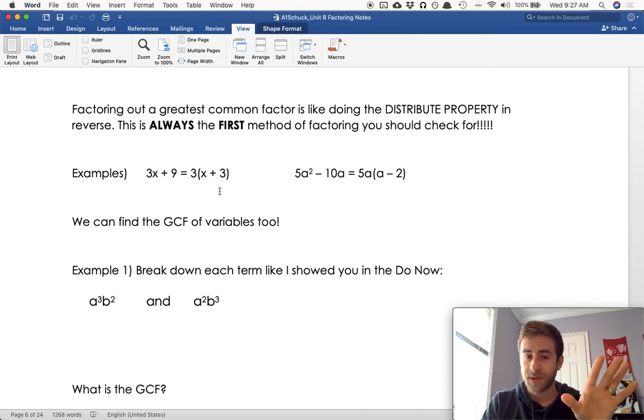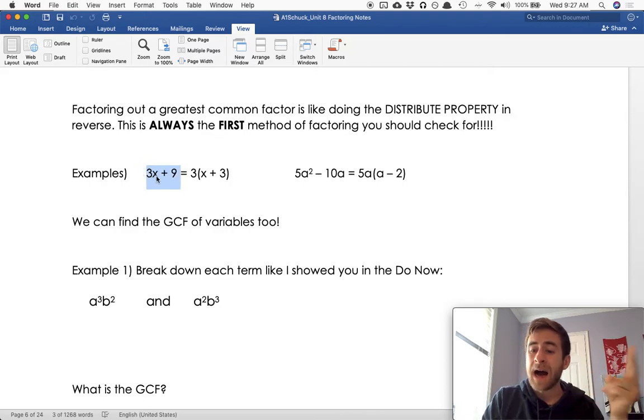Here are two examples. I'm not going to go over them, but just take a look at these two examples over here. 3x plus 9, when I factor it, is going to become 3 parentheses x plus 3. You can see if I start with this, we're doing the opposite of distribution, and I end up with this. So when I have my solution here, if I distribute this back in, I should get back to where I started.